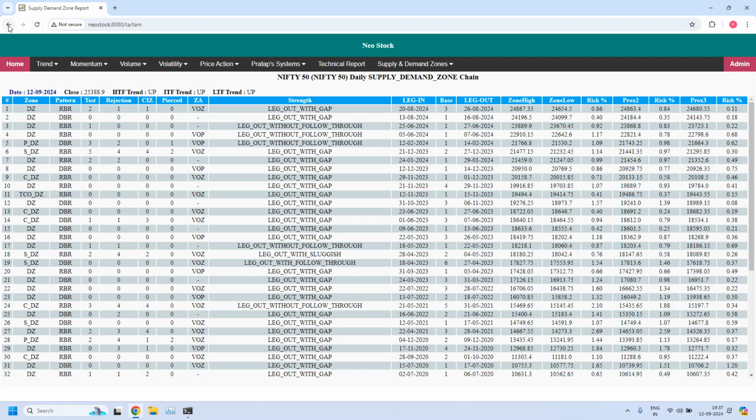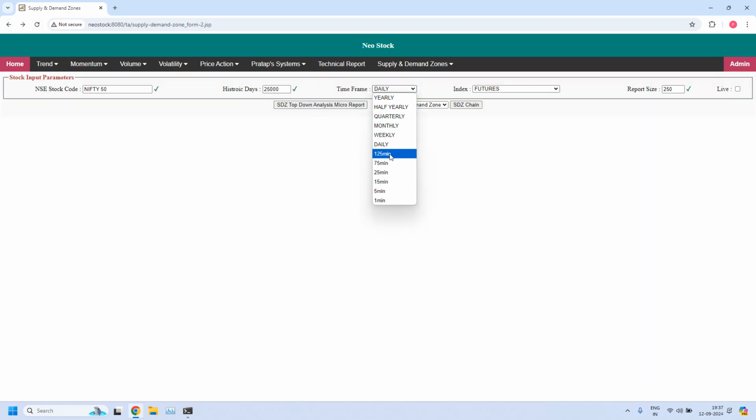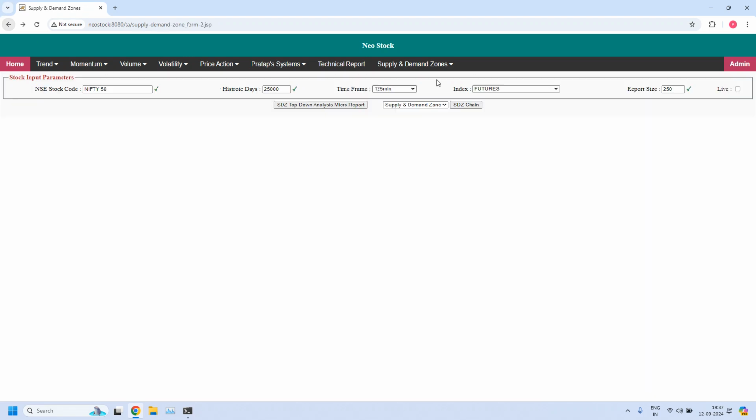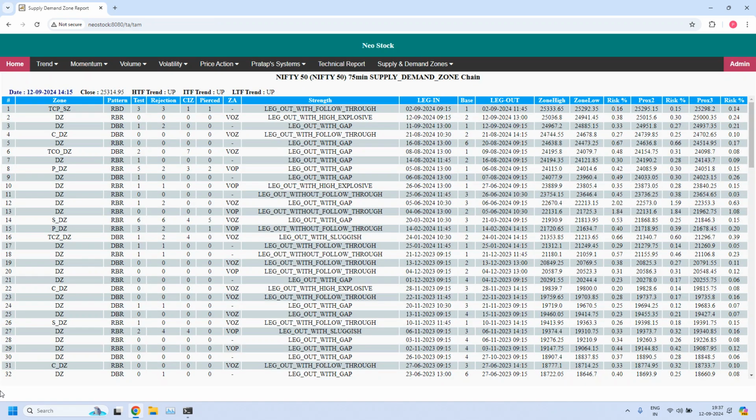Next time frame is 125 minutes. I am generating 125 minutes supply demand zone chain for NIFTY. Next time frame is 75 minutes. I am generating 75 minutes supply demand zone chain for NIFTY.